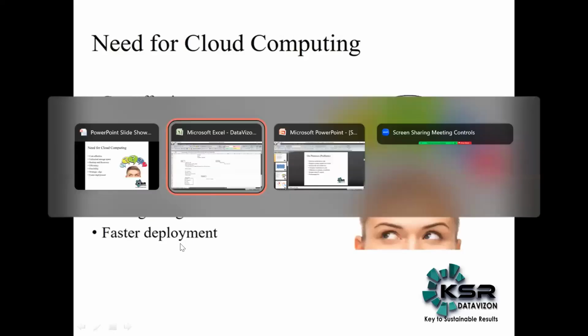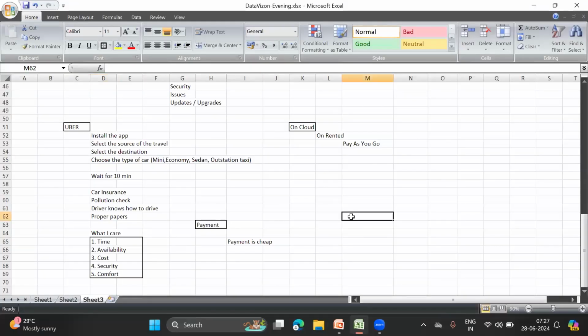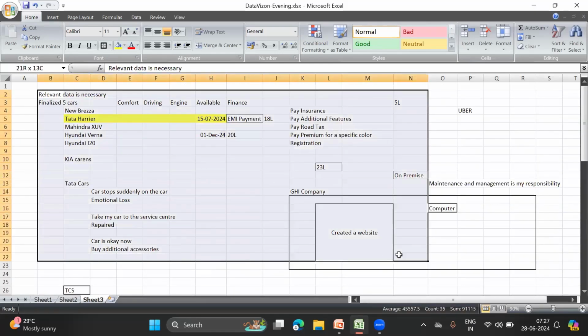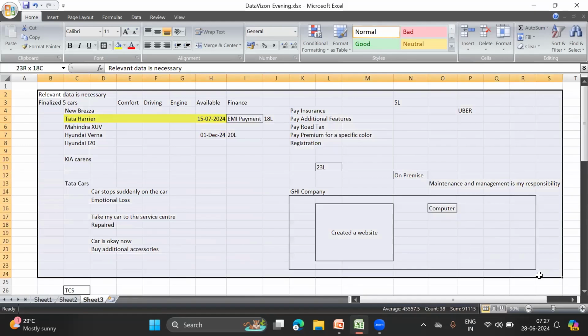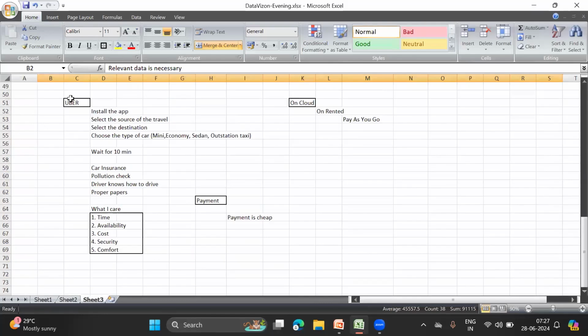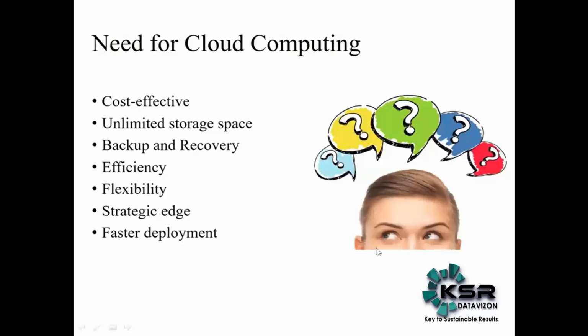Now here, when you wanted to travel in a car on-premise, you had to go through all these steps and you had to wait, you had to pay money. And if you do not have this much money, you had to go for an EMI option, you had to go to banks and talk to them. What is your interest rate? Decide on the tenure, and so on. A lot of things you have to go through, right? But in the cloud, you do not have to worry about anything. You just have to install an app. That's all. So you have faster deployments.